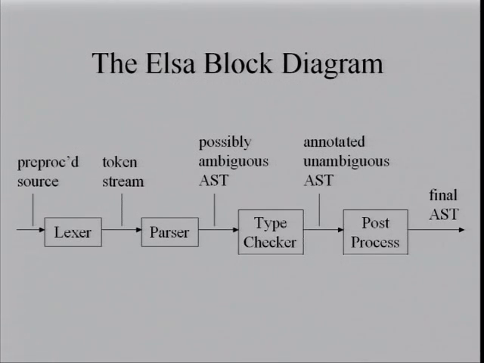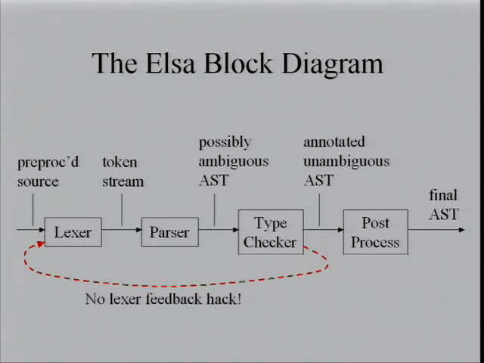Okay, so the Elsa parser is sort of a classic flow. We start with the preprocessed source and lex that into a token stream. The parser generates a possibly ambiguous AST. The type checker then resolves the ambiguities and also annotates things like the computed types of expressions, and then some post-processing can be done. Crucially, there's no lexer feedback hack. All the information flows strictly from left to right.